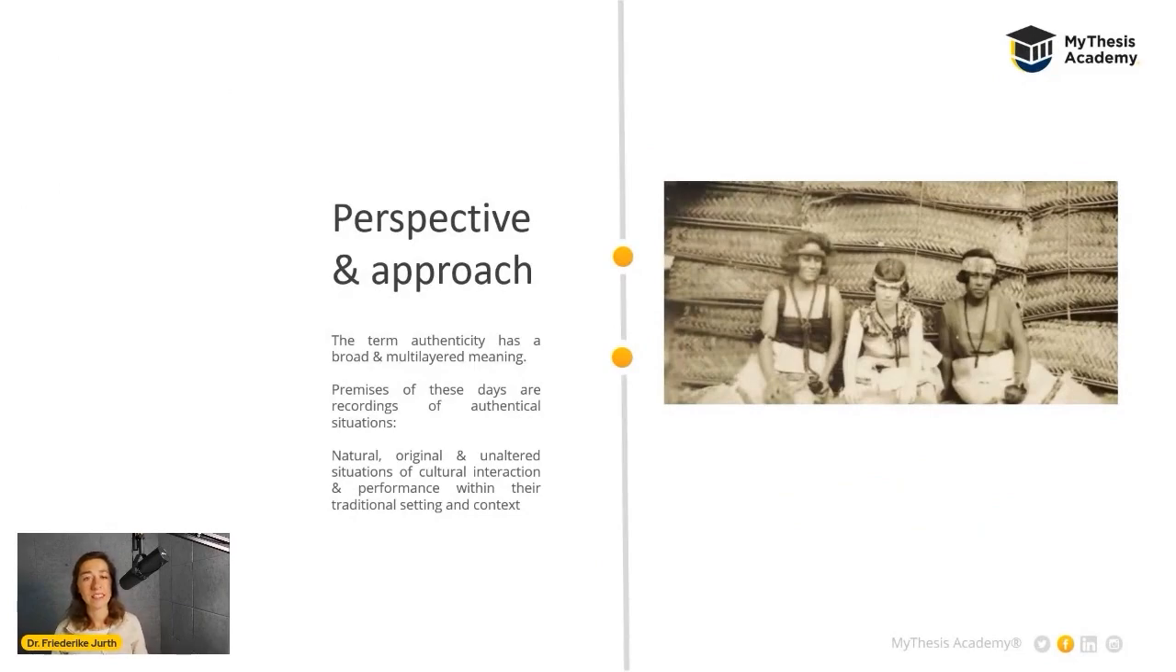Now we are already getting a little bit to the question of authenticity, which is a complex and multi-layered term. Because, if we record, if we document and conduct fieldwork and empirical research in present times, then we want to capture a natural situation and an unaltered situation in its original context. So a cultural interaction, a performance within the traditional setting and in its original context.